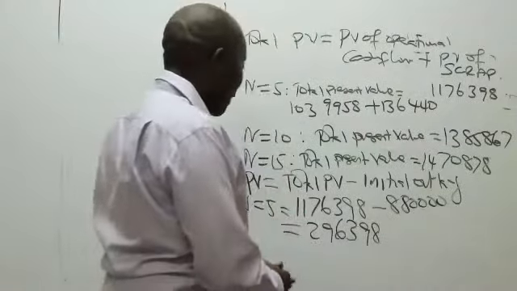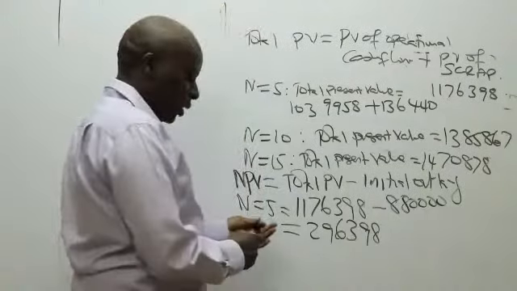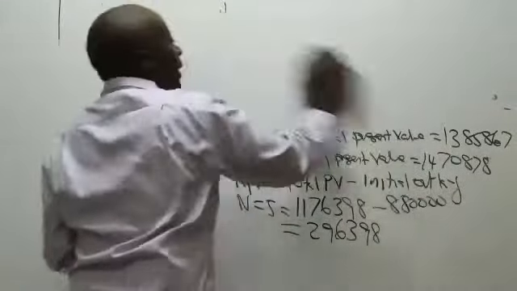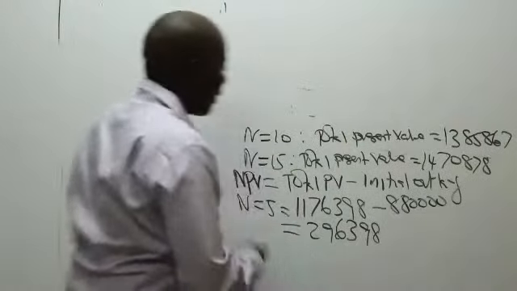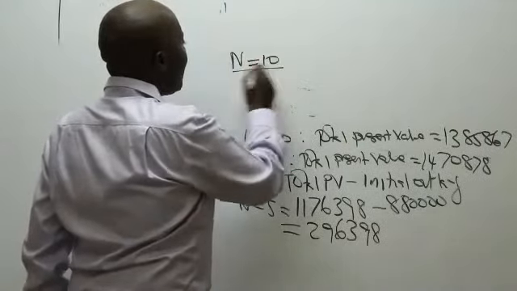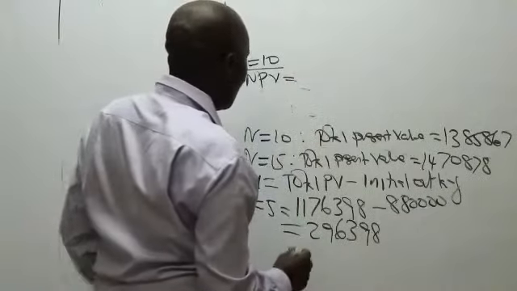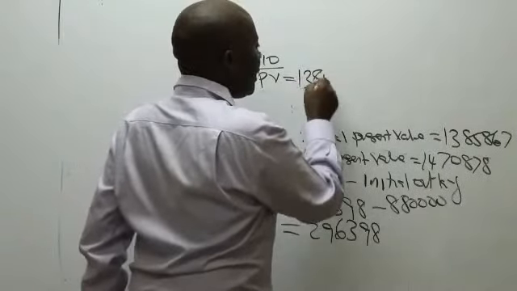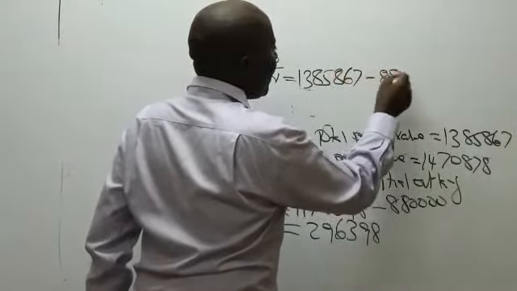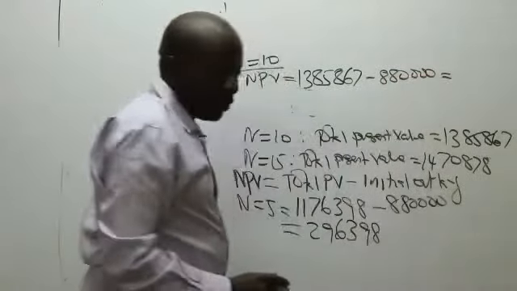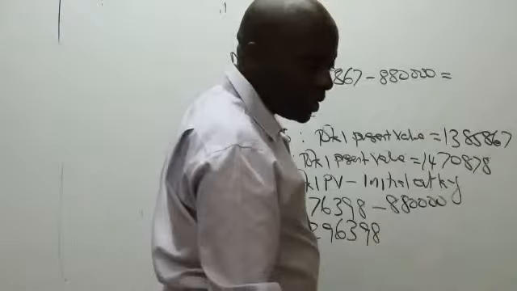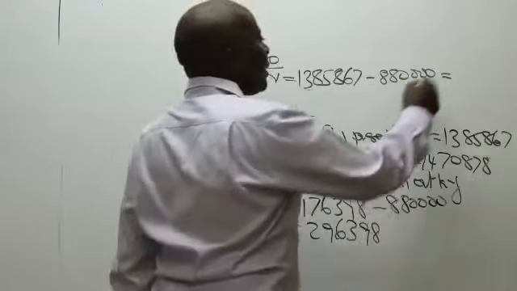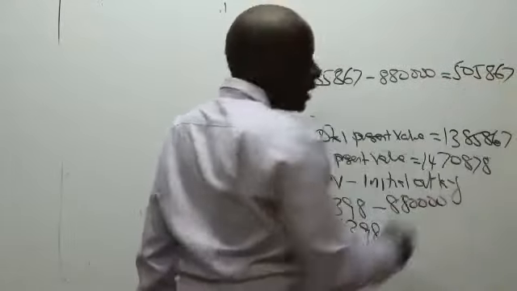Great. So go to when n is 10 years. When n is 10 years, what do we have there? My net present value will be equal to the total PV at 10 years, which was 1,385,867, minus the 880,000, which is the initial outlay. I'm seeing so many guys have already given me an answer. They are telling me, Mwalimu, we know that this one is supposed to be 505,867.